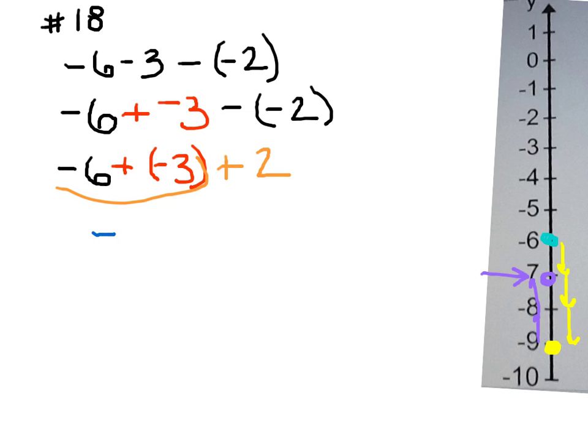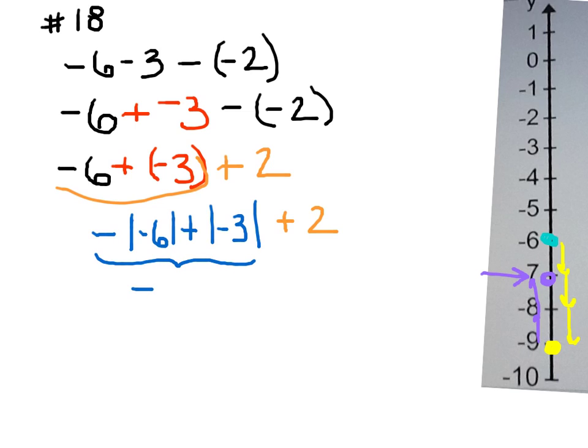So let's write that out. I know our answer is negative, and I'm going to take the absolute value of 6, and I'm going to add the absolute value of -3. And then I have this trailing +2 I have to deal with. So this right here is going to give me a -9. And to that, I'm going to add a +2.